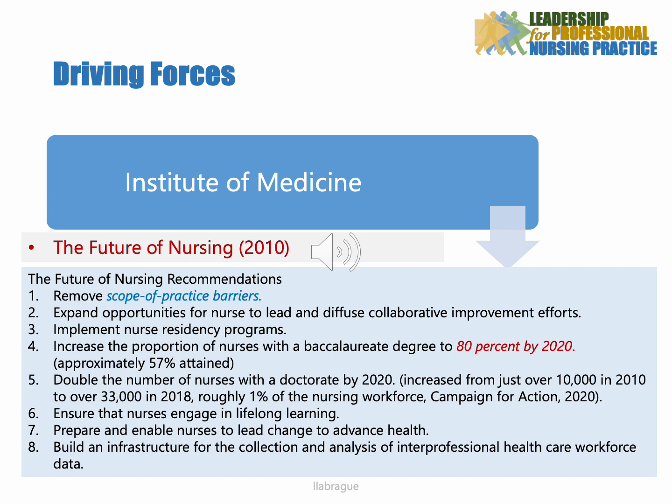The second one is expand opportunities for nurses to lead and diffuse collaborative improvement efforts. And we're talking again about quality improvements. Number three, implement nurse residency programs, and we know already how important proper and adequate training for new nurses is, especially when we talk about patient safety. And number four, increase the proportion of nurses with a baccalaureate degree to 80% by 2020.